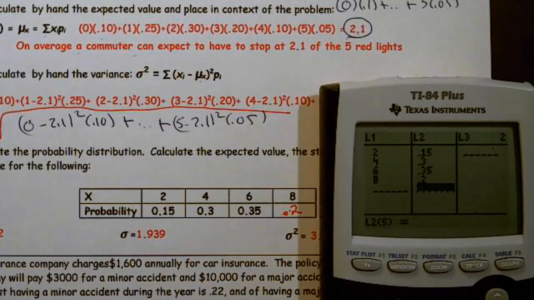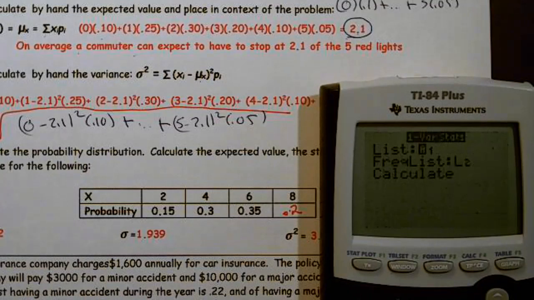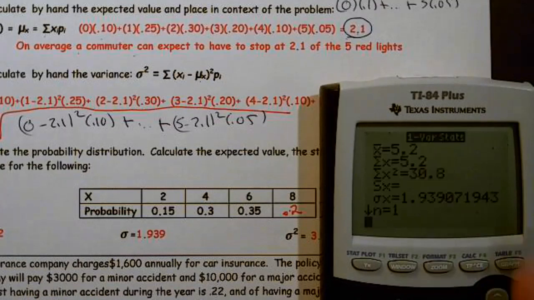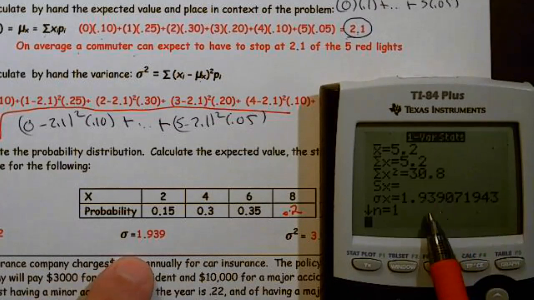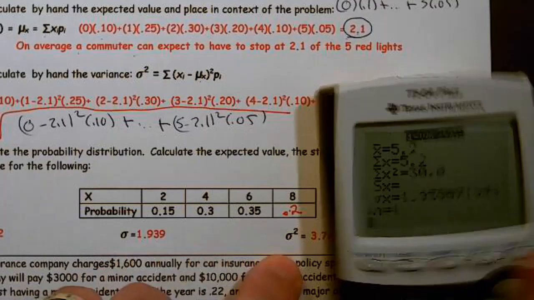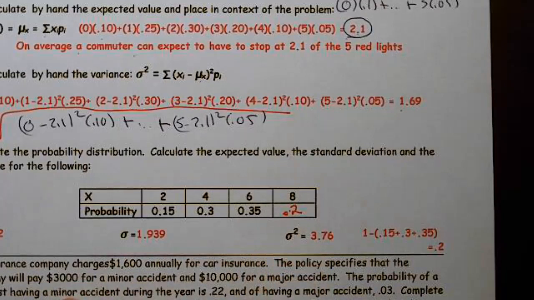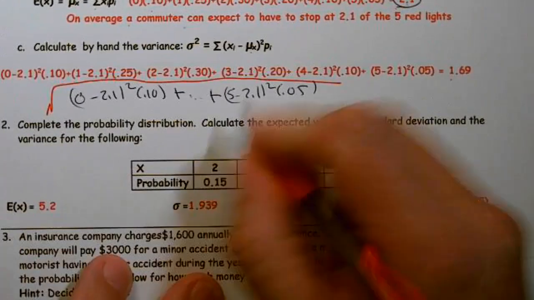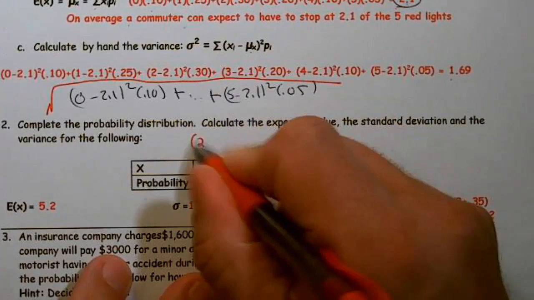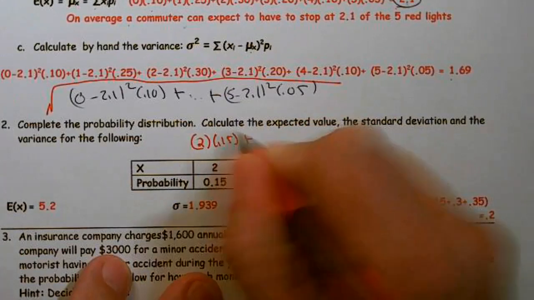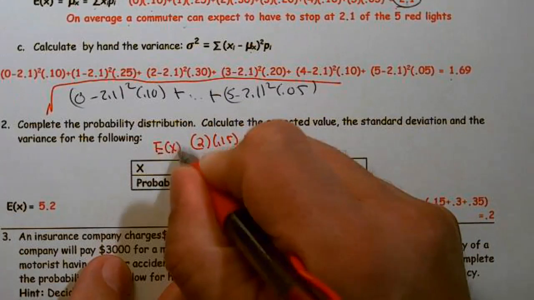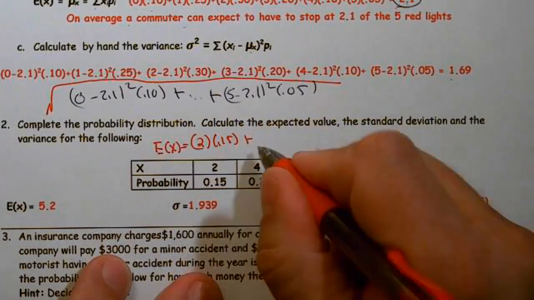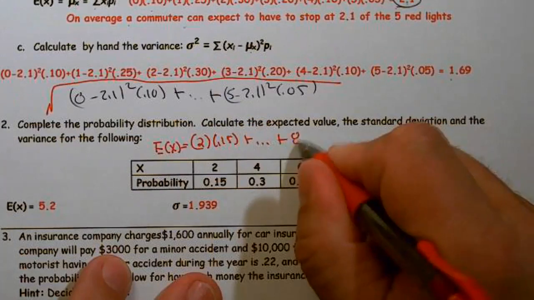And when we go stat, calc, one variable statistics, my X list is in L1, my frequencies or probabilities are in L2. I press calculate, and I end up getting 5.2, a standard deviation of 1.39, and then I have to square that to get that value. Once again, to show my work for my expected value, it's going to look like this. 2 times 0.15, expected value is 2 times 0.15 plus dot, dot, dot, plus 8 times 0.2.